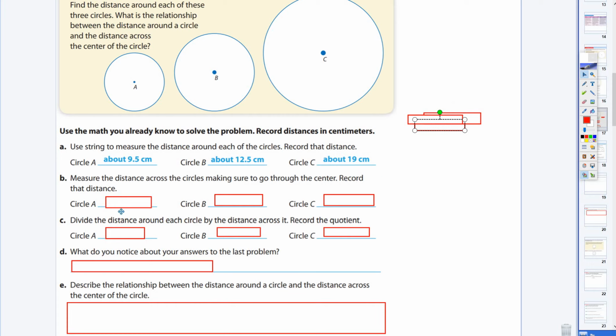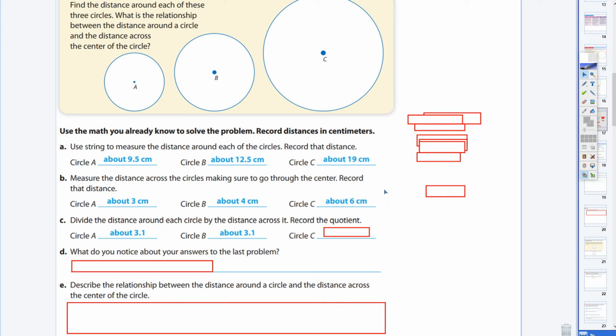And notice it's always about. Then you measure the distance across. Circle A is about 3, circle B is about 4, and circle C is about 6. So even if your measurements weren't exact, that's okay, as long as the quotient is for the most part about 3.1, about 3.1, about 3.1. I want you to think real hard, and I'm sure you've seen this before. Pi. What's the value of pi? It's about 3.14.